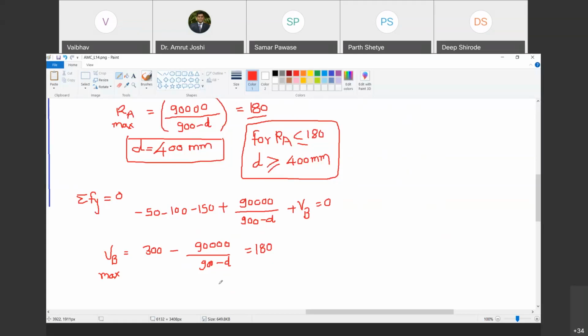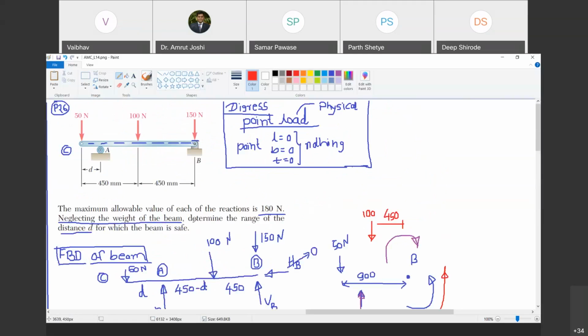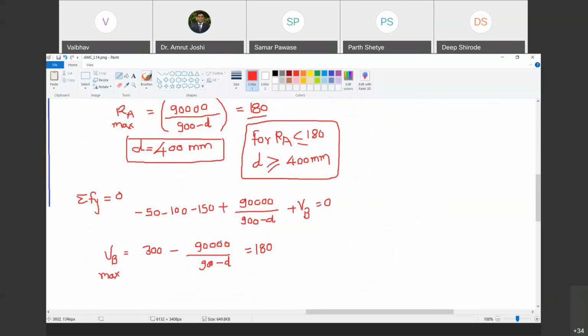तो 180 कैसे? अच्छा हाँ, रिजल्टेंट ही 180. Okay, when each of the reactions is one, the allowable value of each of the reactions is 180. VB कितना हो सकता है? 180 हो सकता है. So VB max can be 180.